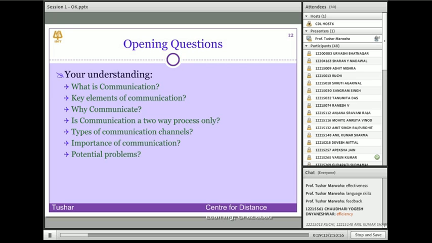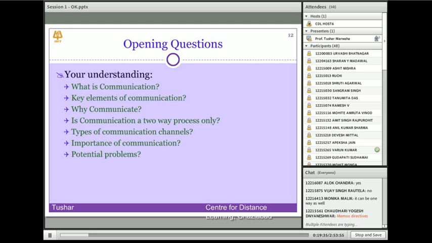Now, when you say two-way communication, look at my question number four. Is communication a two-way process only? Are you sure it's only a two-way process? Can't it be a one-way process? If I suddenly keep quiet and only these slides run, isn't that a one-way process? Just some noise that you hear, that is also communication. Something or the other is there. It can be a two-way process, it can be a one-way process.